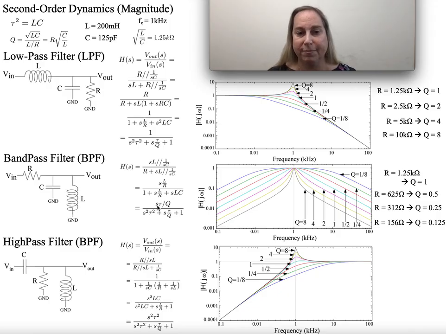The high-pass filter is similar, except now I've got R in parallel combination with the inductor, which is SL. Pull this together, and what I find is that I get an S squared tau squared in the numerator, but the denominator term is exactly the same. So that's going to be an LC, which gives me the tau squared, and we're good there. And so the math is great.